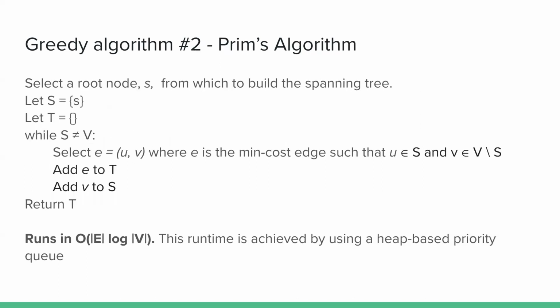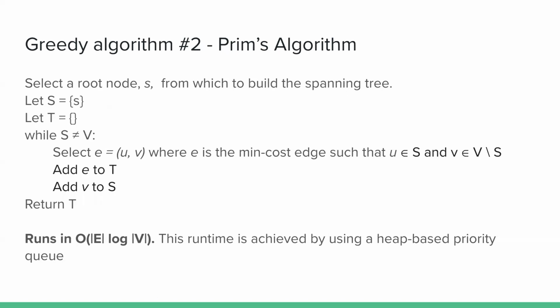Okay, so Prim's algorithm works a little bit differently. All we do is we choose some root node, and it can be any node, and then we just try to grow the tree out from the root node, right? So we select the minimum cost edge that is basically outward from the connected component that we're currently growing, and then stop once we've connected all of the nodes in the graph, right?